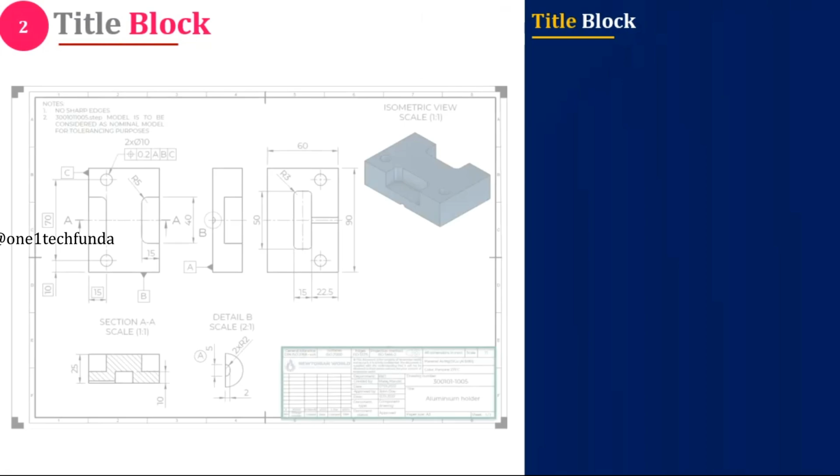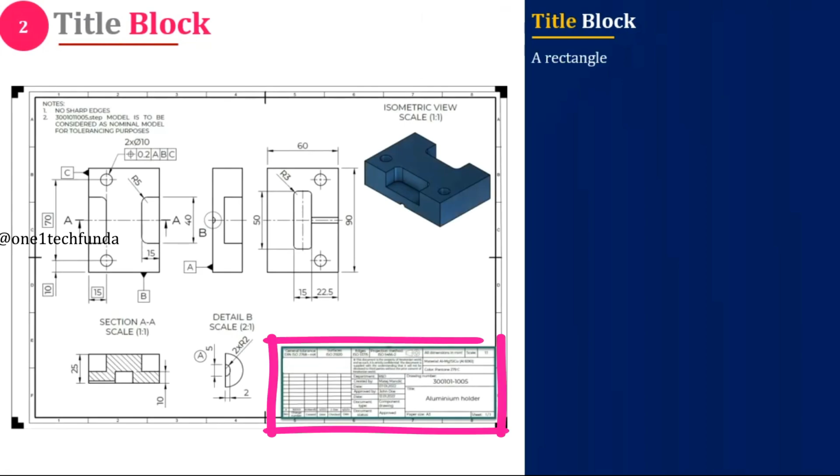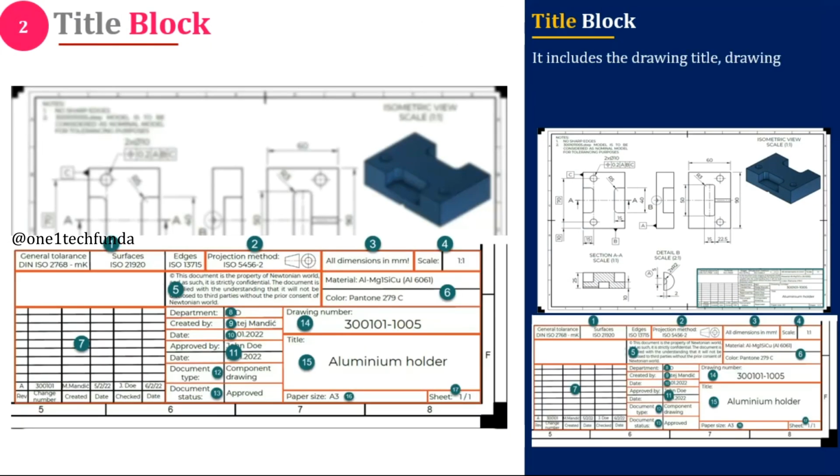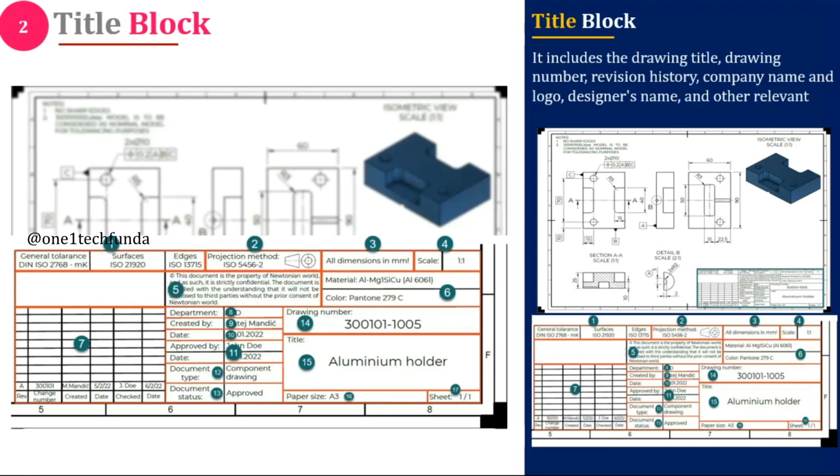Title block. The title block is usually placed in the bottom right corner of the drawing sheet. It contains essential information like part name, drawing number, scale, projection method, designer's name, company name, and revision details. This helps in identifying and controlling drawings during manufacturing and inspection.